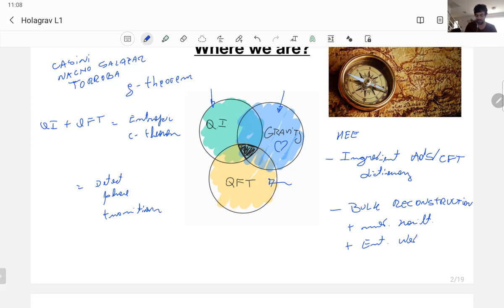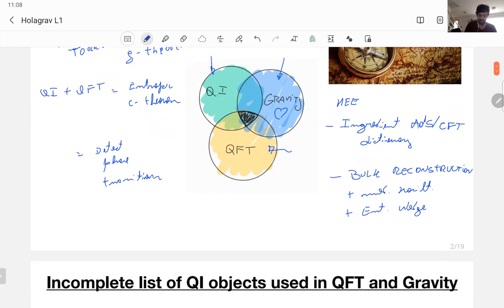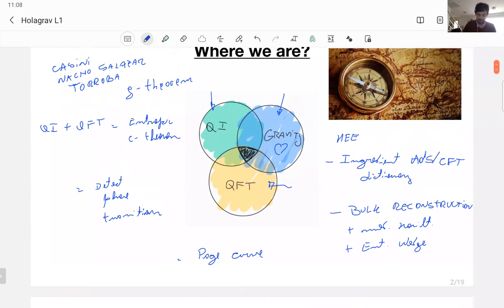So all these quantum information things, and also in recent times people got the Page curve, let's say, using entropy considerations also. So there is a lot of interplay between quantum information, quantum gravity, and quantum field theory. I just motivated with examples. Today we are going to be mostly here, lecture one. And tomorrow we are going to be here, in the intersection, but more on the gravity side.